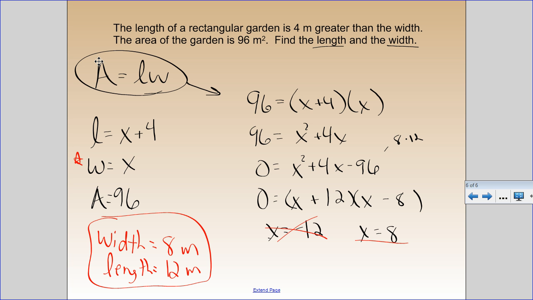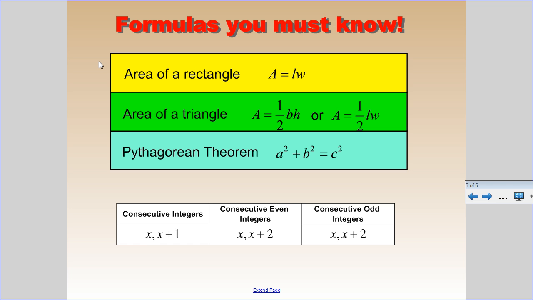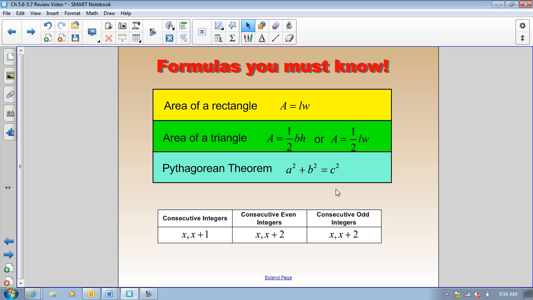Make sure you review all of these concepts. Make sure you understand when you need to use each formula. Make sure you have this slide memorized so that you know when to have the right formulas. Then define your variables and plug in the correct information. Good luck.